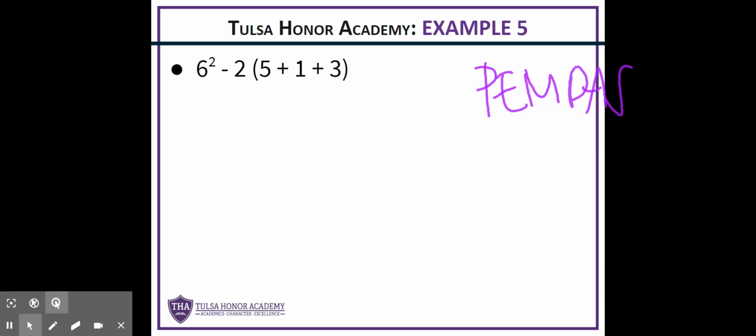Our next example is 6 to the second minus 2, parentheses 5 plus 1 plus 3. So this one has a lot more operations in it, but it's perfectly fine. So first, we know we have parentheses, so we're going to start with parentheses. In our parentheses, we have 5 plus 1 plus 3. So 5 plus 1 is 6, plus 3 is 9. I'm going to leave it in parentheses just so we can keep looking at it.